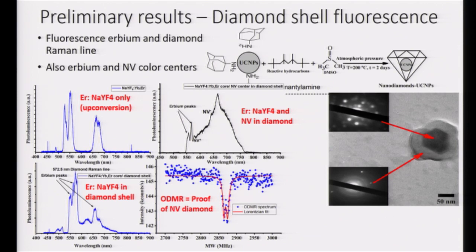So the NVs are not as close to the erbiums as we thought they were. And like I said, we think that's due to our chemistry for the linker chemistry, so we're going to have to change this. But at least we're able to grow the diamond shell around the upconversion.